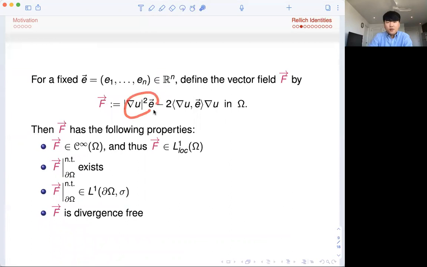For the first term, we have the square of the gradient of u. So if you take the non-tangential trace, this is going to be L1 on the boundary. And for the second term, we have the gradient of u twice, which implies that the non-tangential trace of the second term is L1 on the boundary. That's why the non-tangential trace of F is L1 on the boundary. And F is a divergence-free vector field. Let me prove the divergence-free part rigorously.